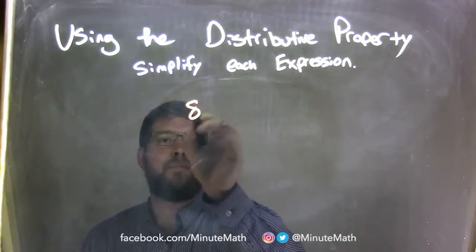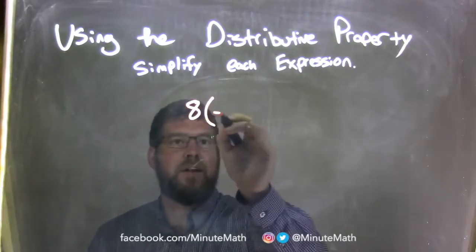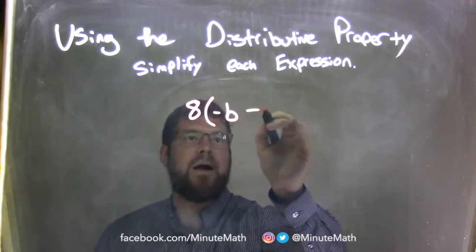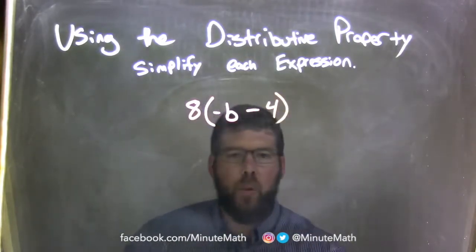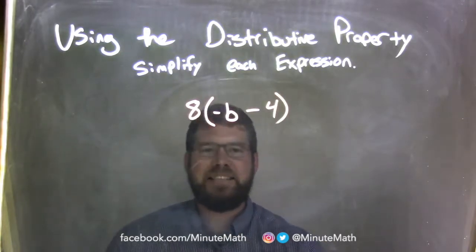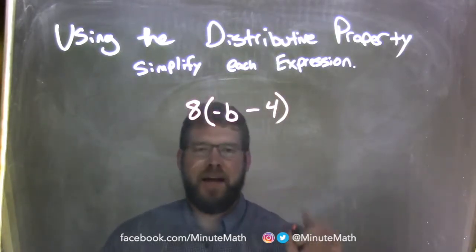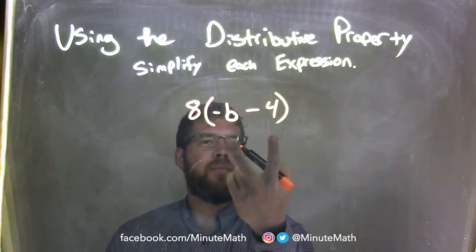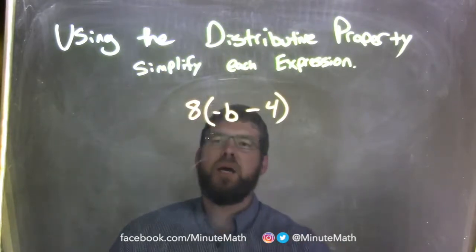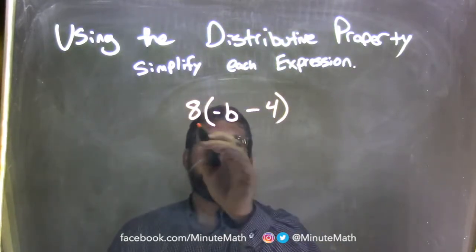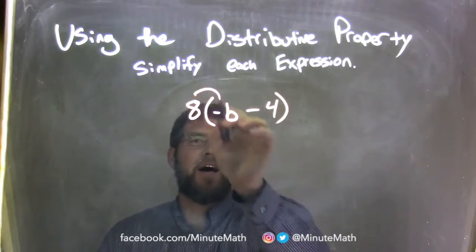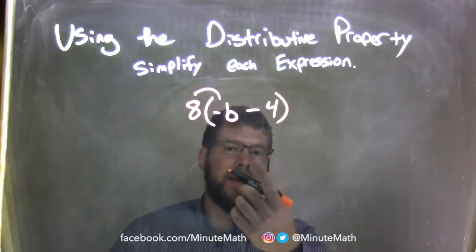8 times a negative b minus 4. And I wanted to simplify that. Well, the 8, the negative b, minus 4, again, are not like terms. Even though they're inside the parentheses, we can't simplify. So now I have to deal with the outside. 8 times, that's multiplication here, 8 times negative b, we need to distribute that in first.